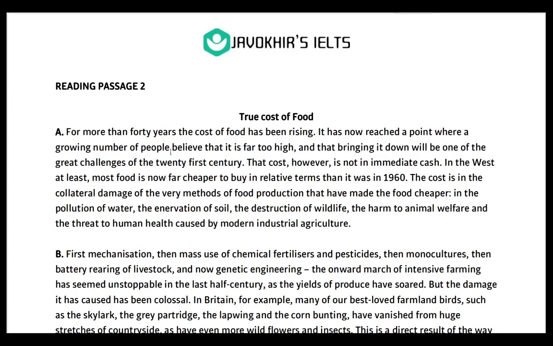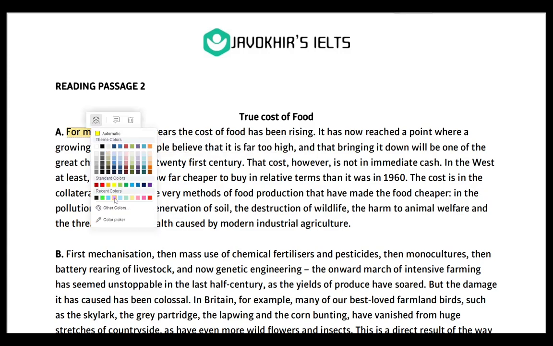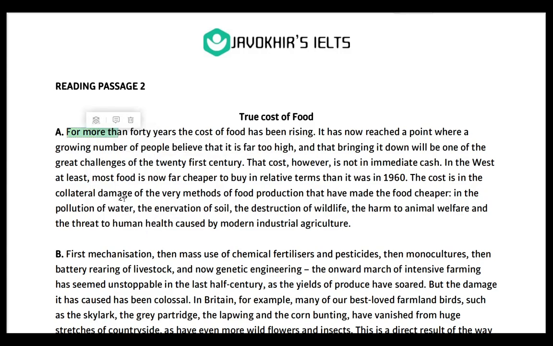So let's start with paragraph A. I'm just going to take a highlight for that. I think the green color would be fine. For more than 40 years, the cost of food has been rising. It has now reached a point where a growing number of people believe that it is far too high, and that bringing it down will be one of the great challenges of the 21st century.